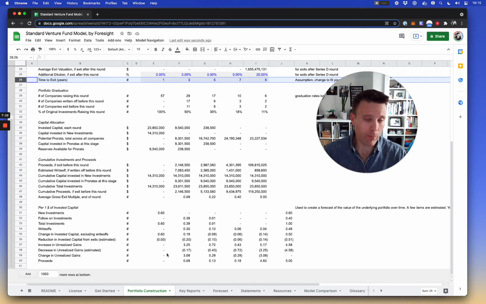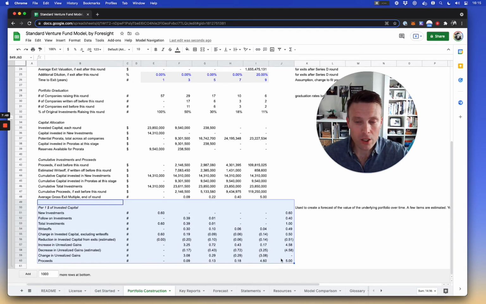And I use that to do a bunch of underlying calcs around change in invested capital, meaning how much of the capital I invested is still invested and hasn't been written off. Any changes in unrealized gains, basically has the value of my investments changed over time, as well as the value of write-offs. I'm trying to track this idea of residual value. What's the value left in the portfolio over time? This is one way to do it. But effectively, I'm trying to say, for $1 of capital, what actually happens over time.